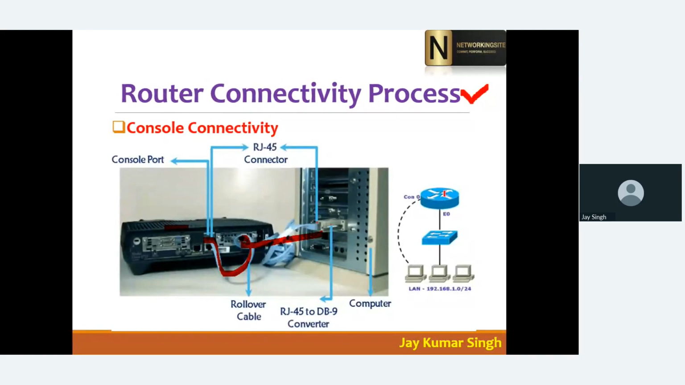So here you can see we have one router. This router has two interfaces. One is E0/0 and the second one is console 0. The E0/0 port will be used for communication purpose, and this console 0 will be used for configuration purpose.